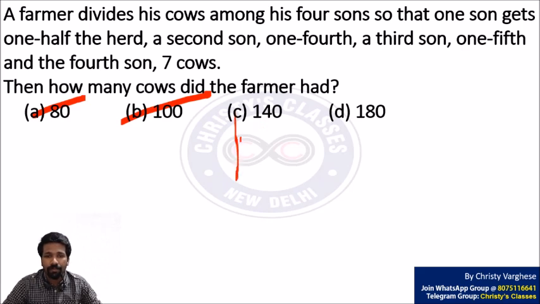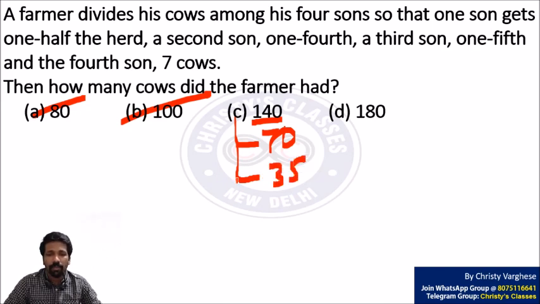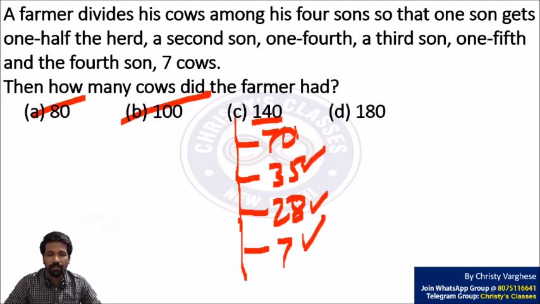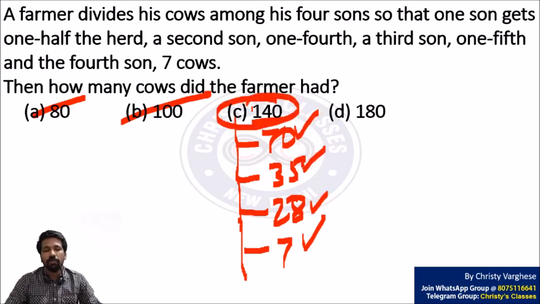Now try option C. 140 cows if the farmer has. First son is getting 70 of them. Second son is getting a quarter of 140, that is 35 of them. Third son is getting 1/5 of 140, 28 of them. And fourth son is getting 7 cows. Now 28 plus 7, 35. 35 plus 35, 70. 70 plus 70, 140. So option C, 140, does not create any contradiction. So option C is the answer. I hope all of you understood. That is the elimination method of doing it, and that is the best method in my opinion in these kinds of questions.